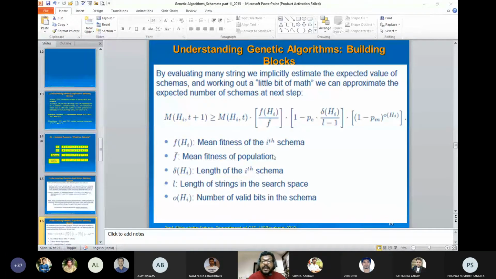Next, delta of hi is the length of the ith schemata that I have defined. L is the length of the string in the search space, which of course is fixed. Suppose I am going for 5 bits, it is fixed. Then O of Hi, I have also told you how to calculate it: the number of valid bits in the schemata, or if I am going for 0, 1, the number of 1s.